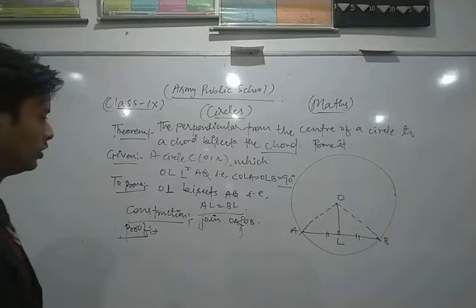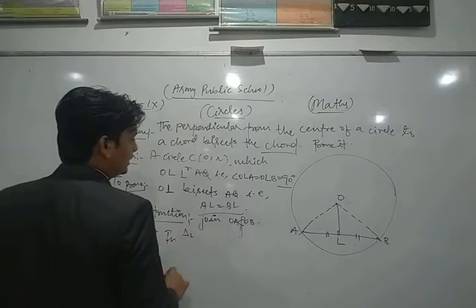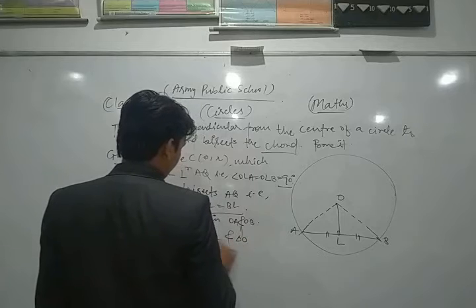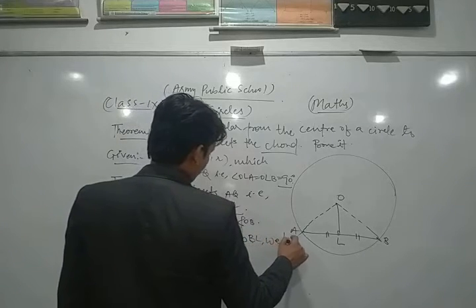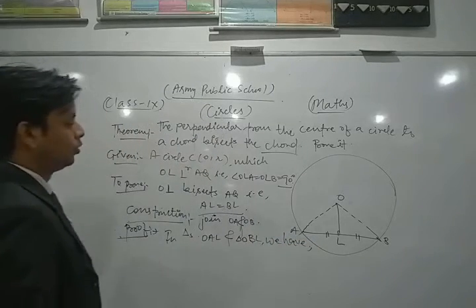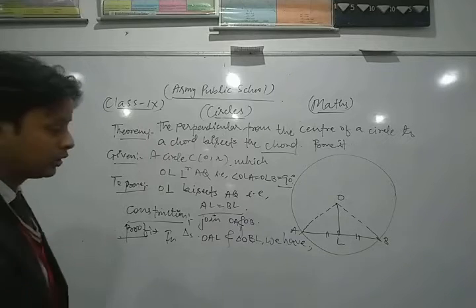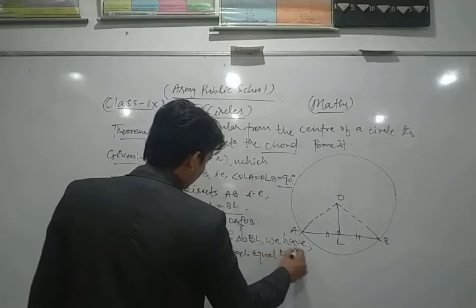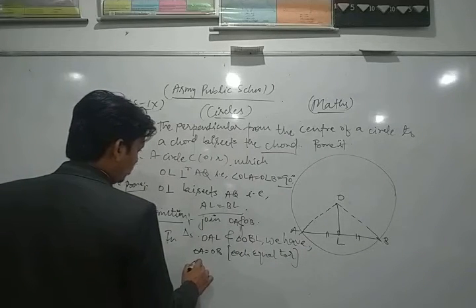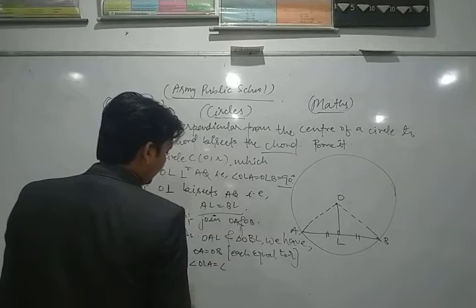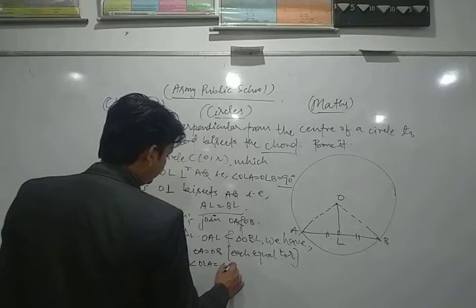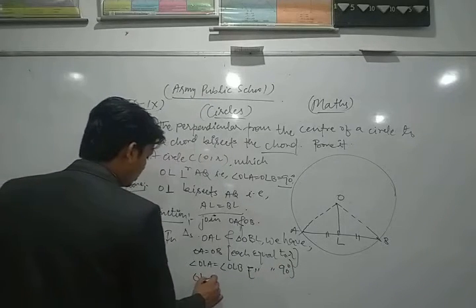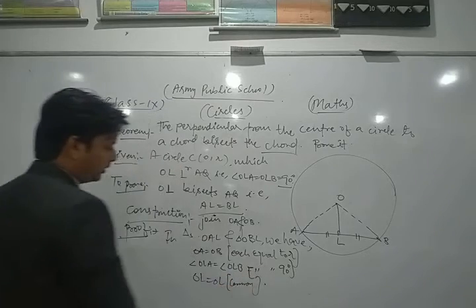Okay, you know that very well, students. Now in triangles OAL and OBL, we have OA equal to OB, because each is equal to R. Angle OLA is the same as angle OLB, each equal to 90 degrees, and OL is equal to OL. This is common in both the triangles.